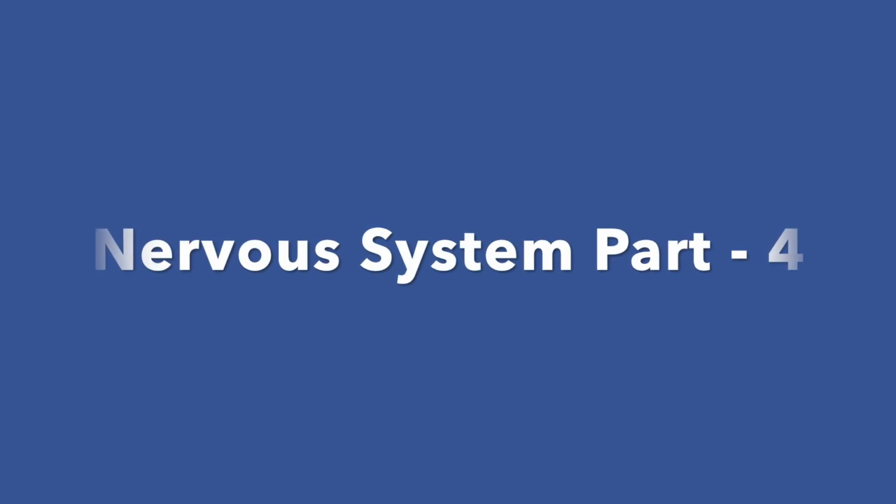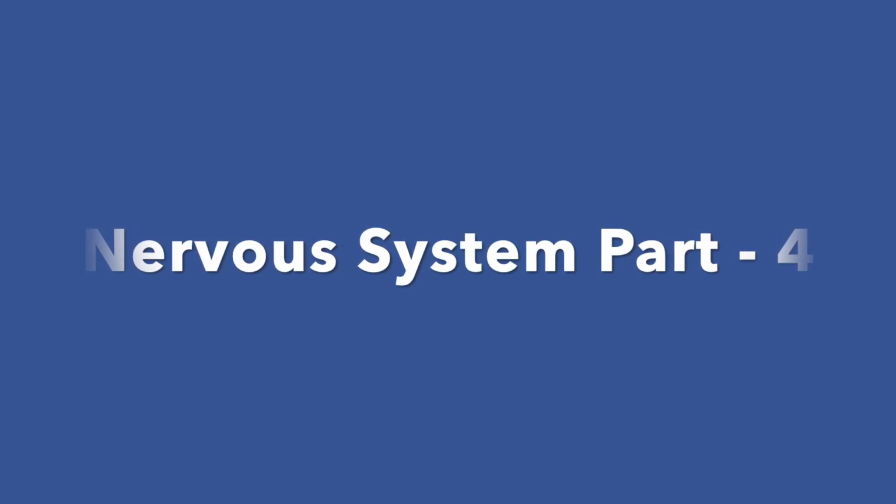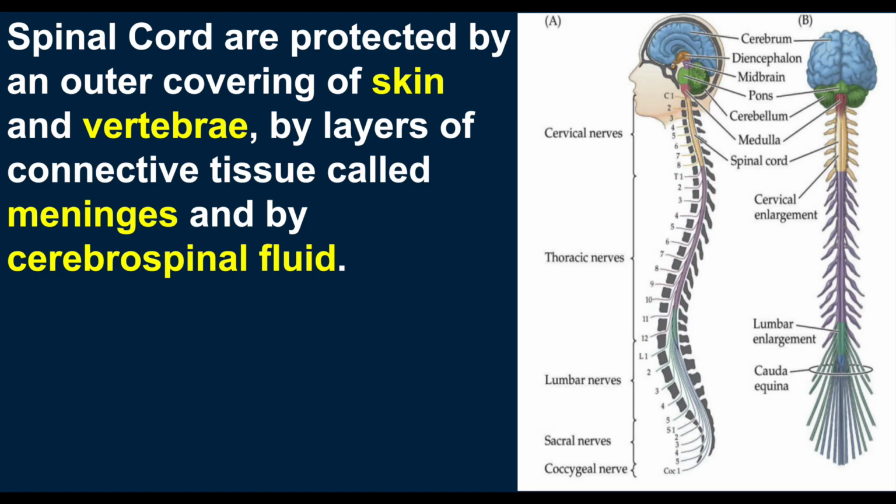In this nervous system part 4 video, we will cover the spinal cord. The spinal cord is protected by an outer covering of skin and vertebrae, by the layers of connective tissue called meninges, and by cerebrospinal fluid.